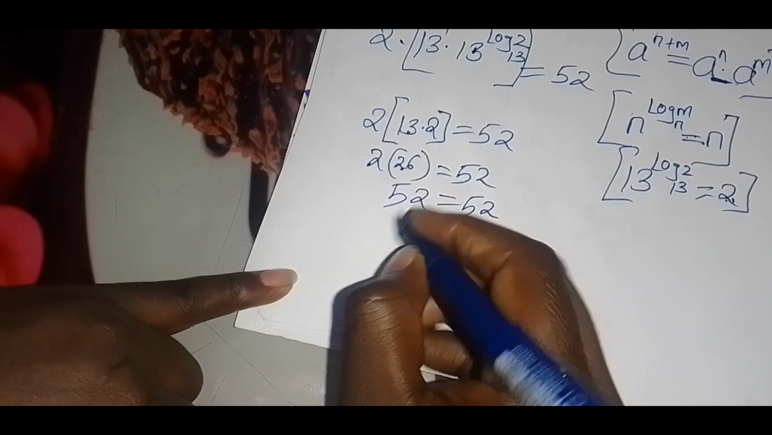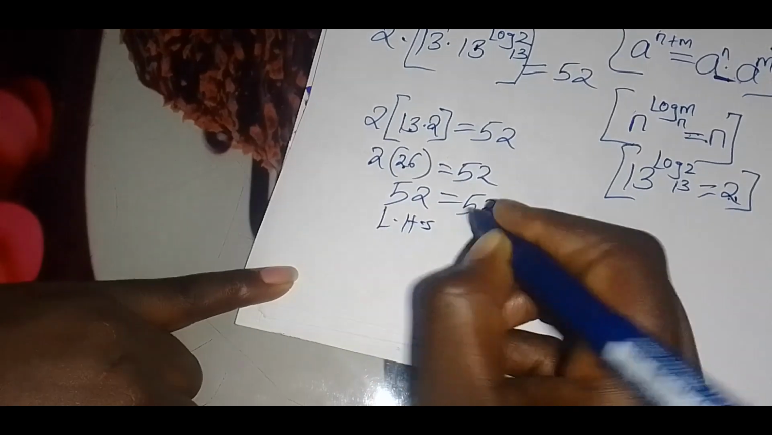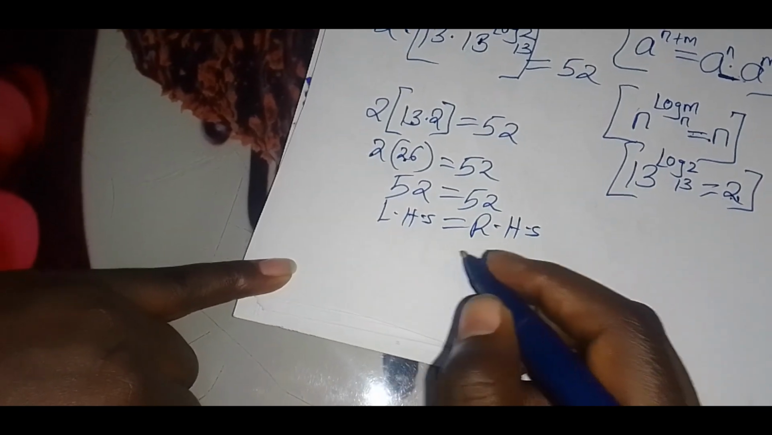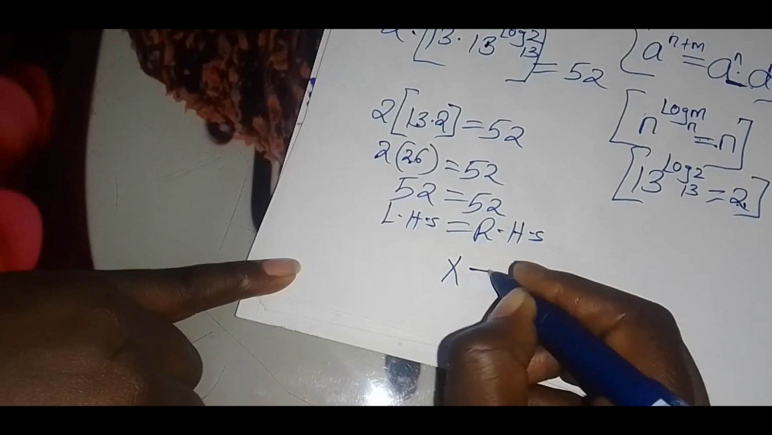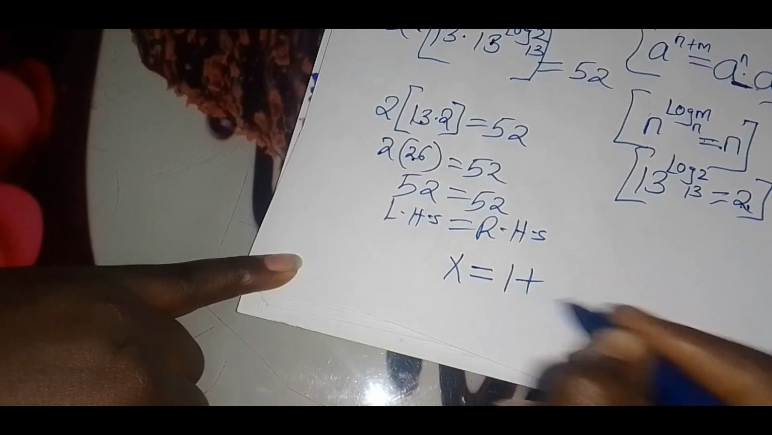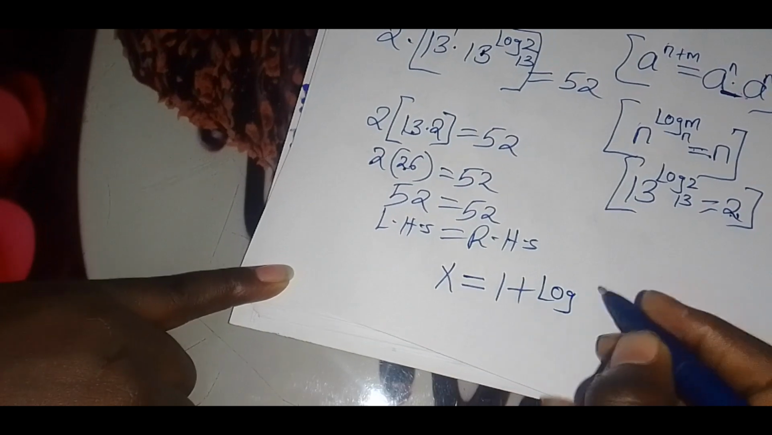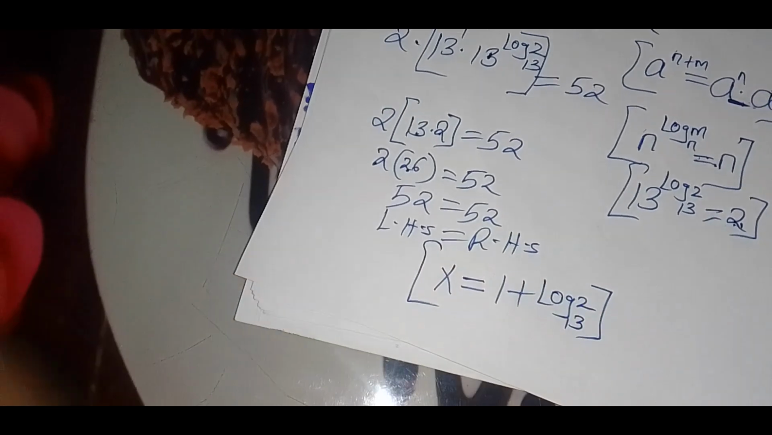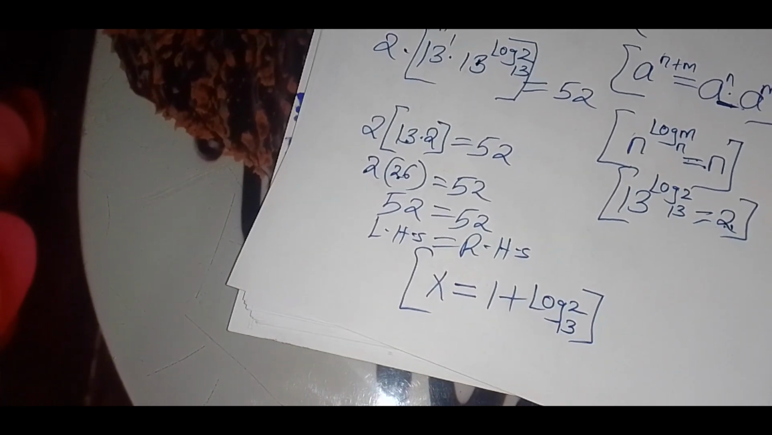So that means that the left hand side is equal to the right hand side, and that shows that the value of x, which is equal to 1 plus log 2 to base 13, is the correct value of x for our equation.